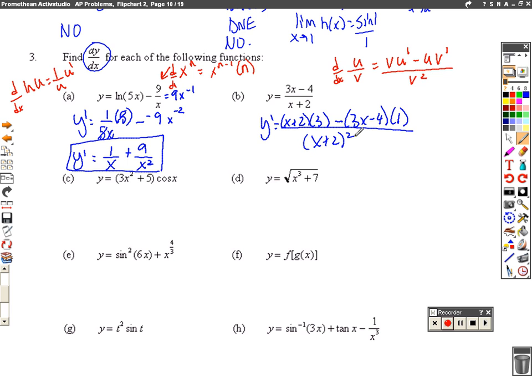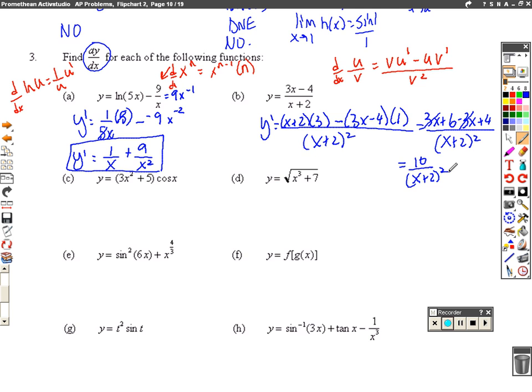All right, I'm going to clean up the top just a little bit. We've got 3 times x plus 2, which is 3x plus 6, minus 3x minus negative 4, it becomes plus 4, over x plus 2 squared. And finally, the 3x's cancel, and we end up with 6 plus 4, 10 over x plus 2 squared.